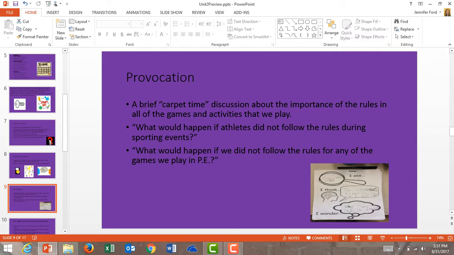And we talk about the importance of the rules of all the games and activities we play and do, and why we need to have the rules. What's the point in that? We also talk about what would happen if athletes did not follow the rules during sporting events. That's where a lot of the what ifs start going on. Sometimes you might have to shut that down, but lots of times really good inquiry comes out of that. The other one is, what would happen if we did not follow the rules for any of the games we play in PE? Again, sometimes you might have to shut that down because we could what-if for days. But again, really great inquiry will come out of it.